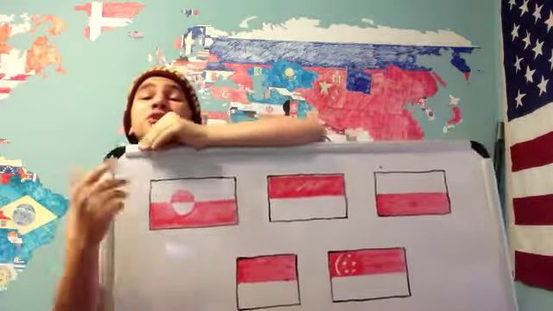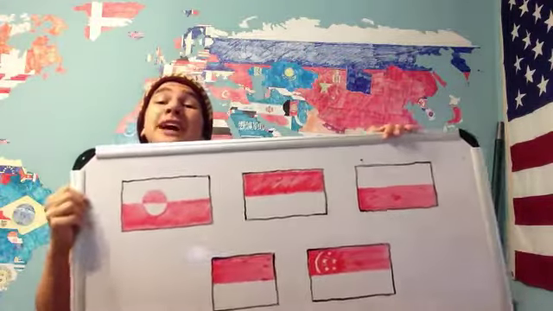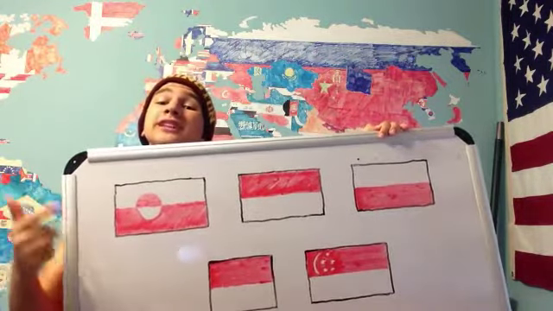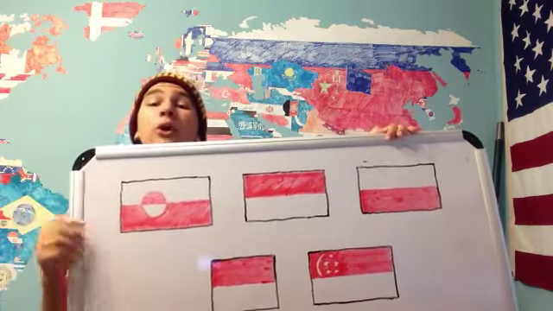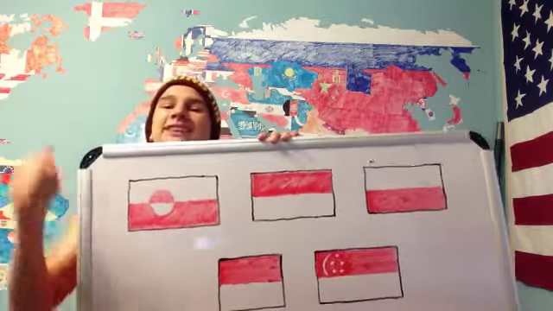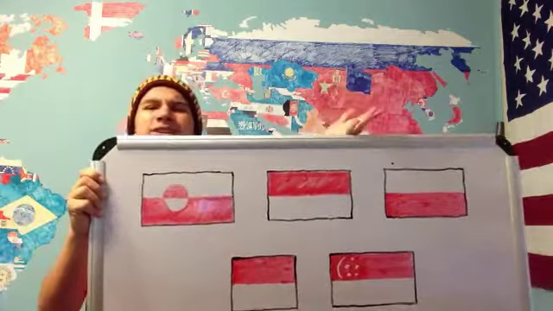But what I'm going to do, and what you're going to learn after this video, is how to tell each one apart. And so anytime you're in Greenland, Indonesia, Poland, Singapore, or Monaco, and you see the flag, you'll be like, yep, I'm where I am. And that's always a good thing. You want to know where you are.